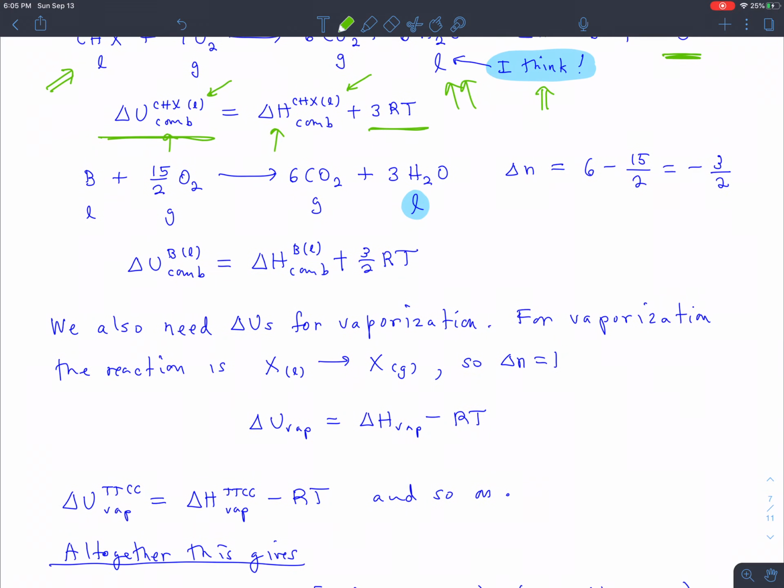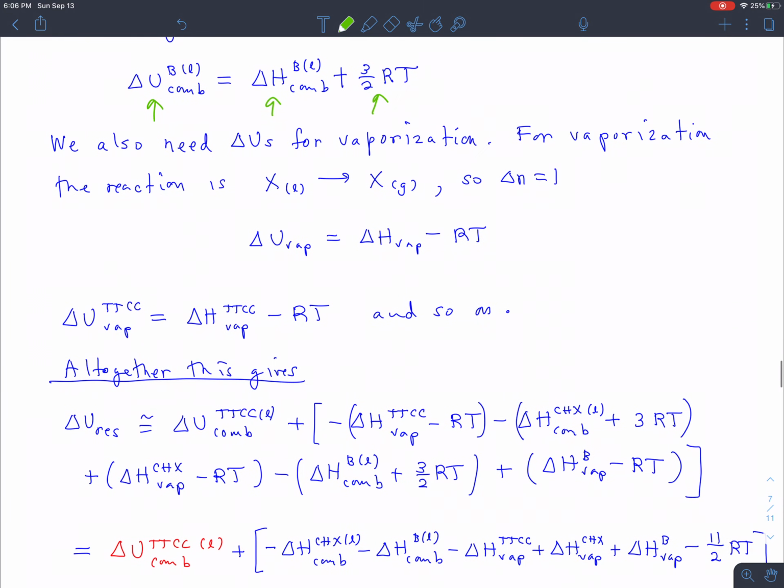Likewise for burning the benzene, the delta N value is minus 3 halves, and so delta U for combusting liquid benzene is delta H for combusting liquid benzene plus 3 halves RT, and so on. For the heats of vaporization, we're going from a liquid to a gas. Delta N is plus 1, and so that says that the change in energy of vaporization is the delta H of vaporization minus RT.